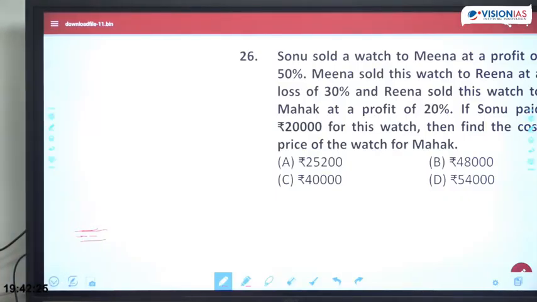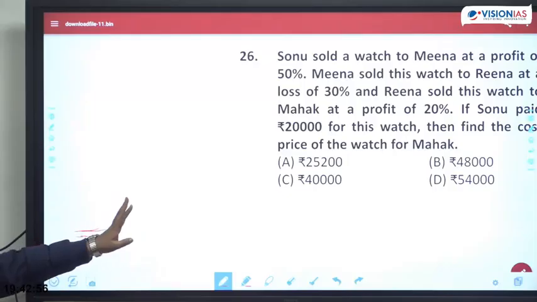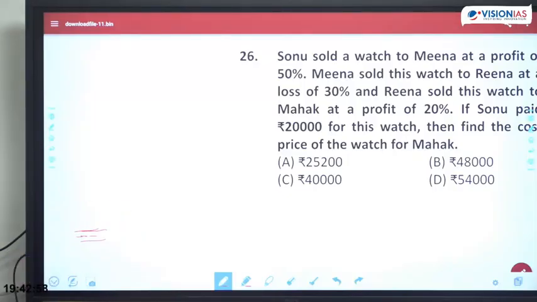Sonu sold a watch to Meena at a profit of 50%. Meena sold this watch to Reena at a loss of 30%. And Reena sold this watch to Mahek at a profit of 20%. If Sonu paid 20,000 for this watch, then find the cost price of the watch for Mahek. Okay. Try this question. Understand, the question is the cost price for Mahek, not the cost price for Sonu and all. Please read the question properly.